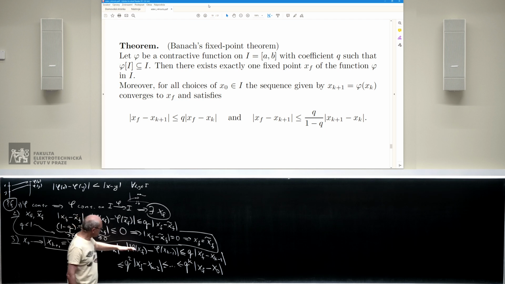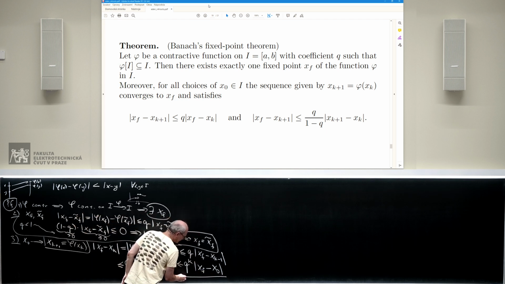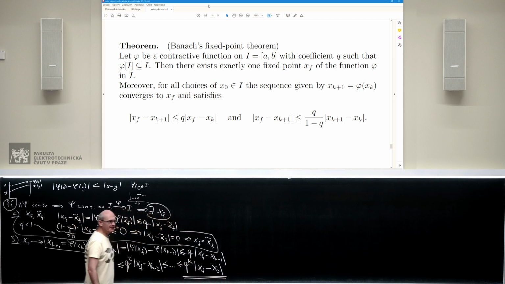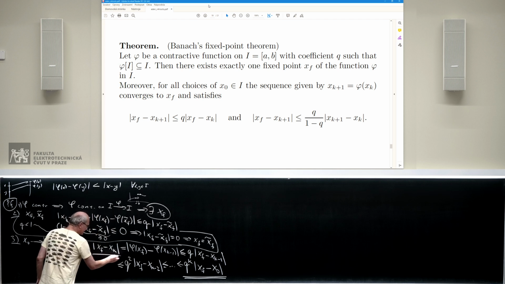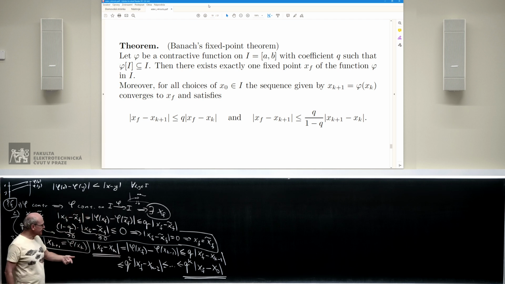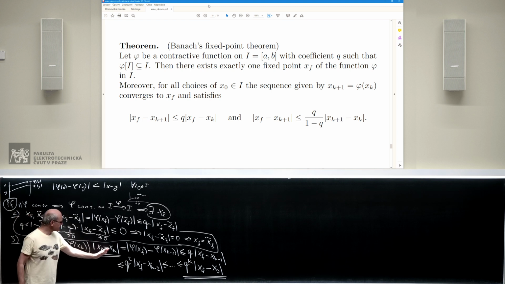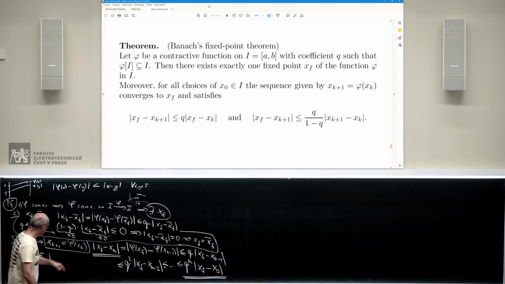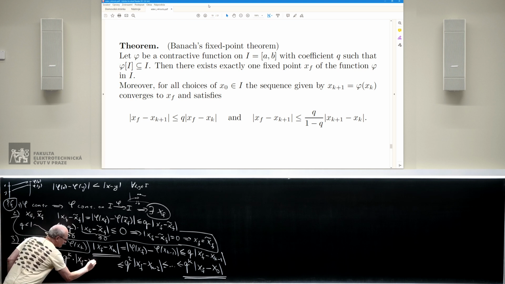So, I have a nice inequality here. On the right, I have an upper bound for this number, which is actually the error of approximation. Remember, I have my fixed point, I'm trying to approximate it, and I found that this, which is the error, because we can see the difference between the actual value and my approximate value, the error is bounded by q to power k times the initial error.